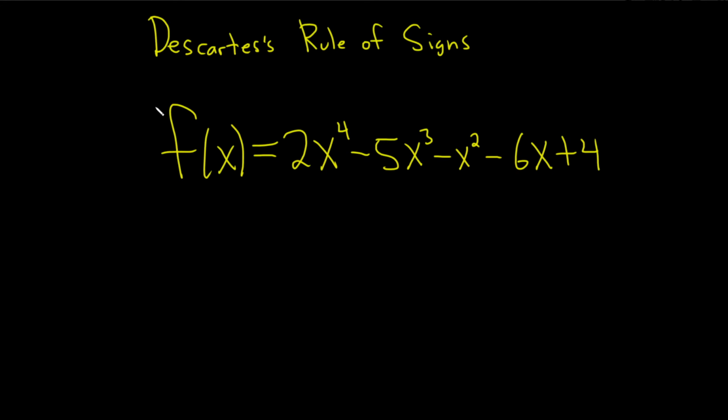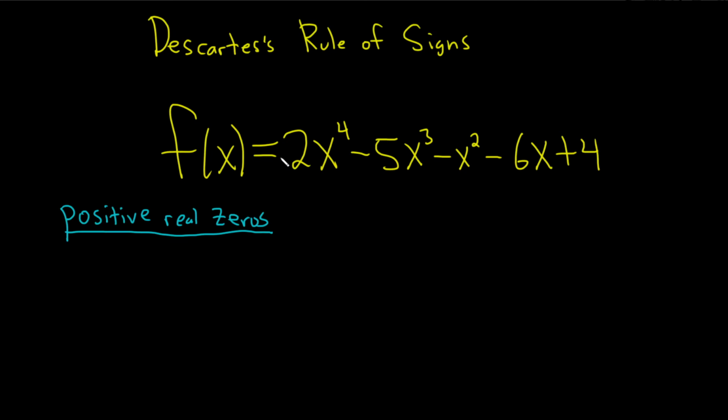In this problem, we're going to use Descartes' rule of signs to determine the possible number of positive and negative real zeros for this function. Let's start with the positive real zeros. Okay, so the first thing you want to do is count the number of sign changes.